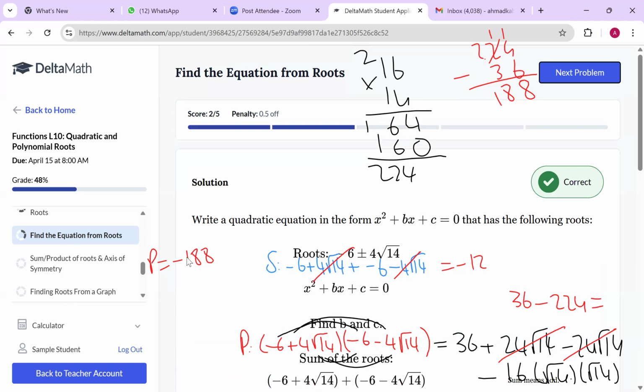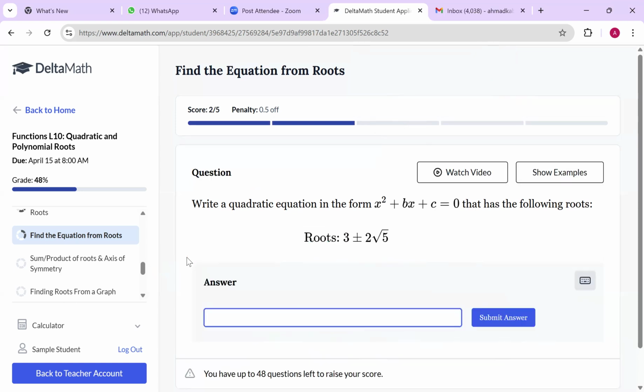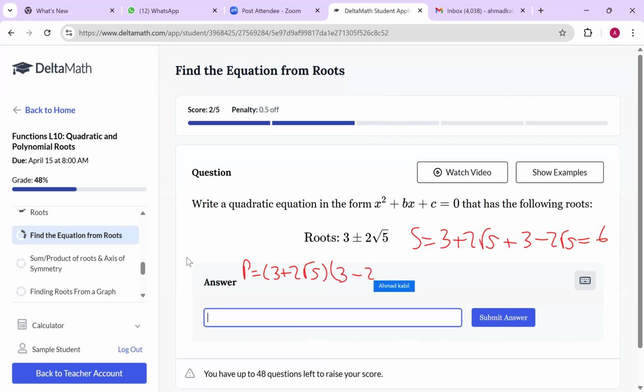And we will try another example. So here we have 3 plus minus 2 root 5. Again, S equals 3 plus 2 root 5 plus 3 minus 2 root 5. And this is equal to 6. P is equal to 3 plus 2 root 5 times 3 minus 2 root 5. So to make life easier, we just note that this here is 6 root 5, and this is negative 6 root 5. So these cancel out anyway.